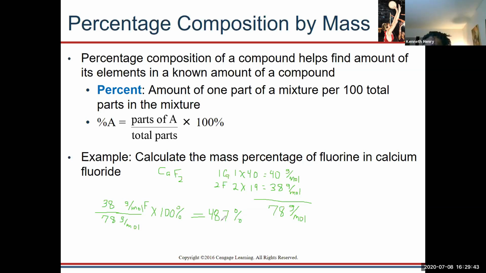Okay, so if I wanted to calculate how much calcium is in calcium fluoride, how would I do that? It's going to be 40 over the total times 100. So 40 over 78.